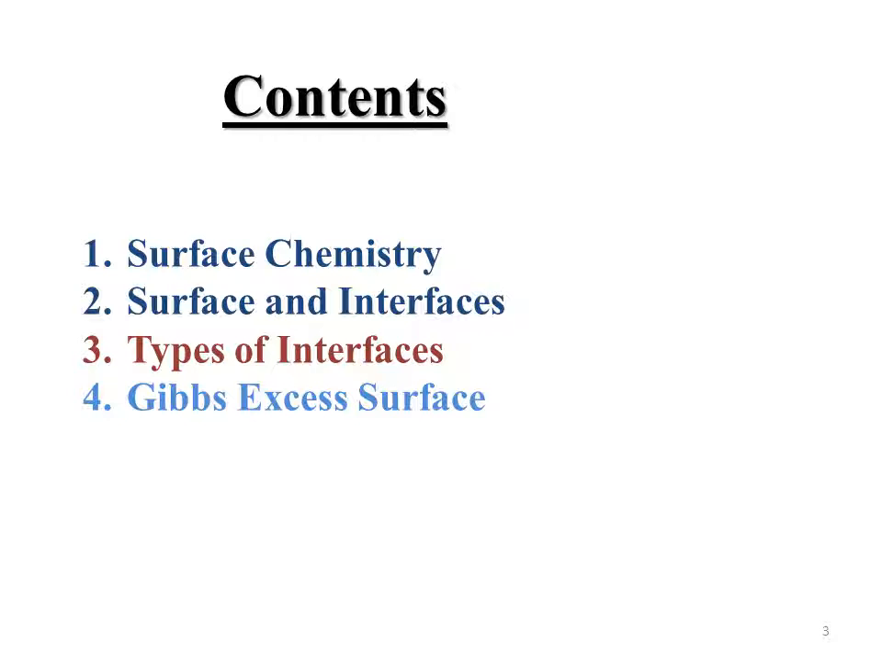Okay, here are some contents. Number 1 is surface chemistry, and here we will discuss the definition of surface and what is chemistry about surface, interface, and so on. The second content is the surface and interfaces, where we will discuss surface and interfaces and what is their relationship. Number 3 is types of interfaces, and number 4 is Gibbs excess surface.